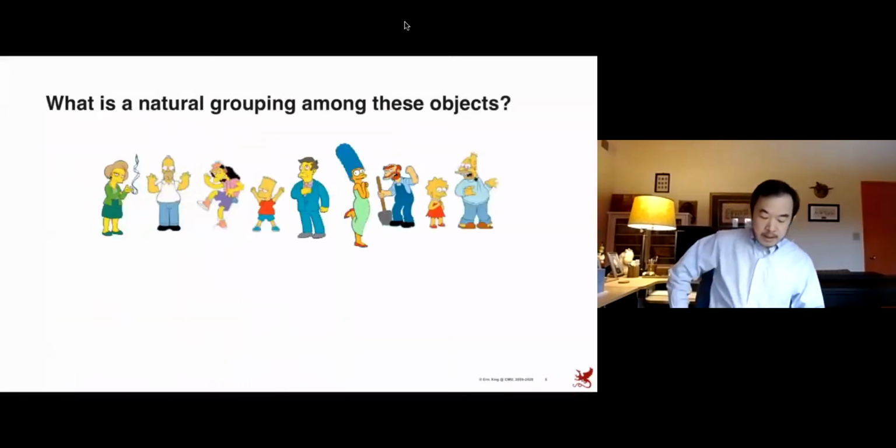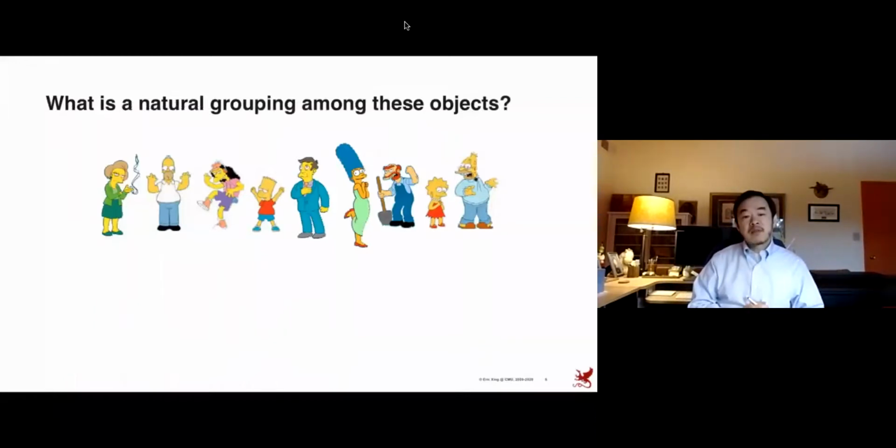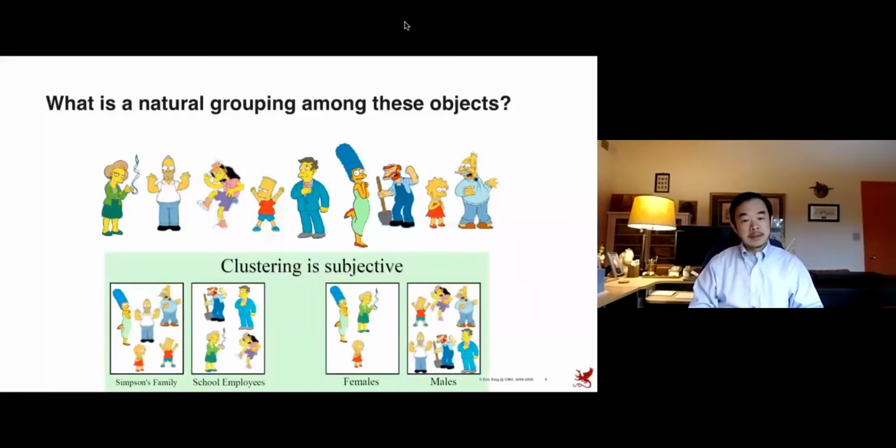So what is the natural grouping among things? It's a very subjective thing, right? This, of course, is a picture that many of you are perhaps not very familiar with. In the good old days, one of the fun things people did after dinner was to watch a movie series called Simpson. And here are the characters in the Simpson movie series. Now I just put their cartoons on the screen, and I ask you to cluster these people.